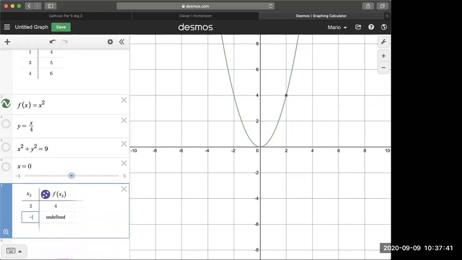But if I put in a -2, I get the same y value. But since those x's are different, the only y value that goes to 2 is 4, and the only y value that goes to -2 is 4. Y values can repeat. X values cannot. That's going to be the key with a function. X values cannot repeat. Okay.